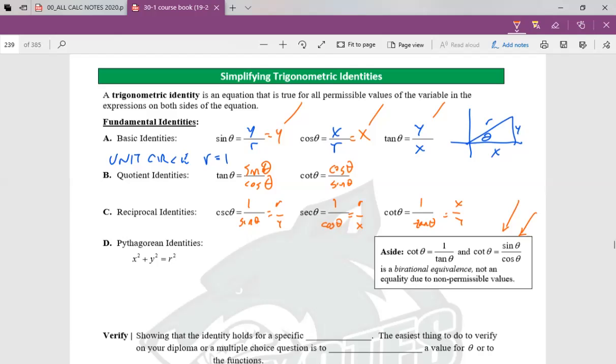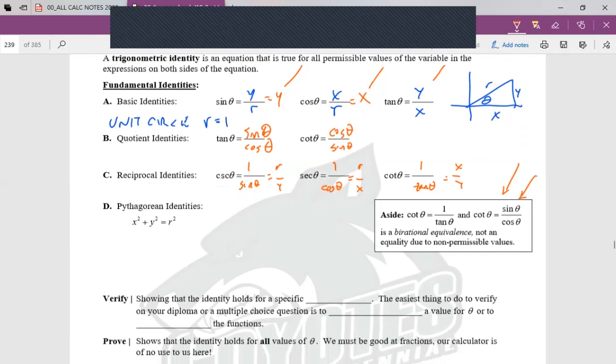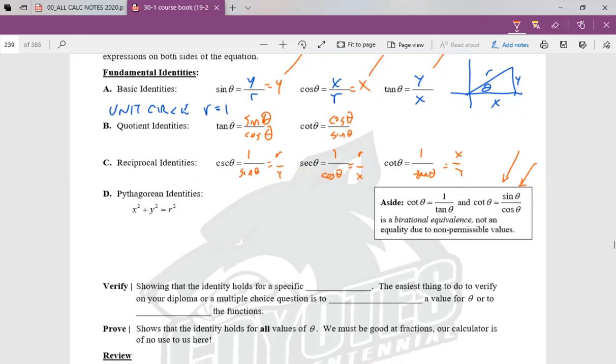Okay, so the next one ends up being the first real big tool that we're going to use in this section. The ones so far are more or less straightforward, more or less some definitions, but this Pythagorean identity is going to be a big, powerful tool that we will use quite often with these trig identities. It starts with the fact that x squared plus y squared is equal to r squared, which is what we have in trigonometry with this diagram.